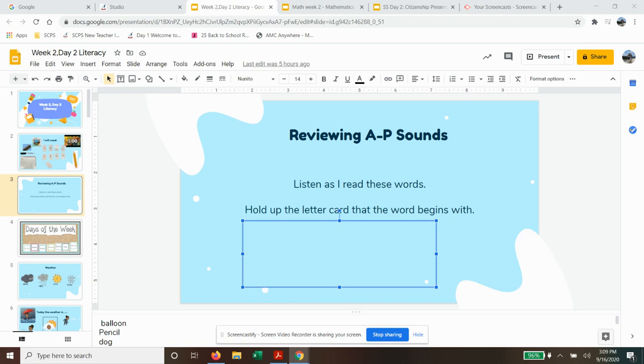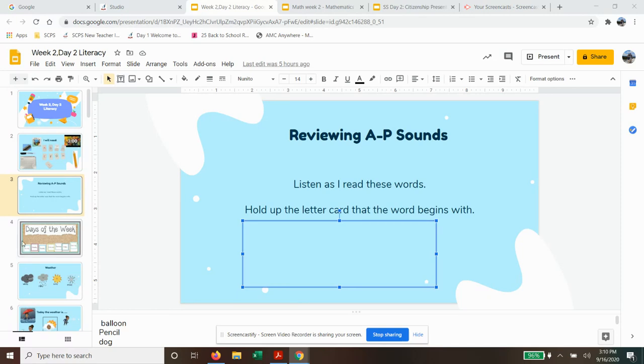This is what we did for literacy on September 16th, 2020. We first reviewed A through P sounds. I said a word like balloon, and the students held up the appropriate letter sound card. So if I say balloon, they will hold up the B card.